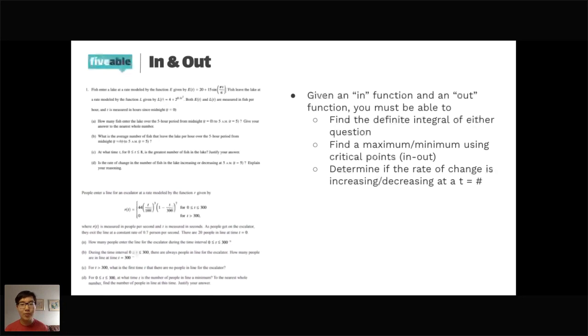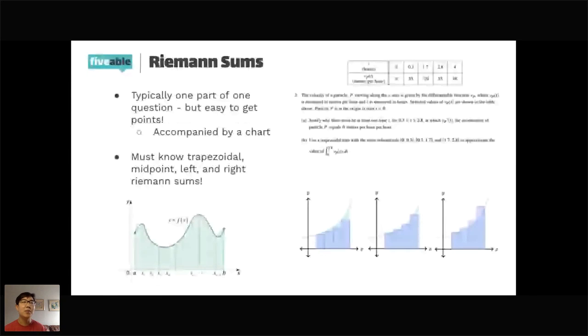Okay, so we also have Riemann sums. This always comes up as maybe one part of a question. I've seen midpoint sums, I've seen trapezoidal sums, and left and right Riemann sums usually come up on the multiple choice section, but they might throw it on there this year because a lot has changed. So what you definitely need to know are your trapezoidal, midpoint, left, and right Riemann sums.